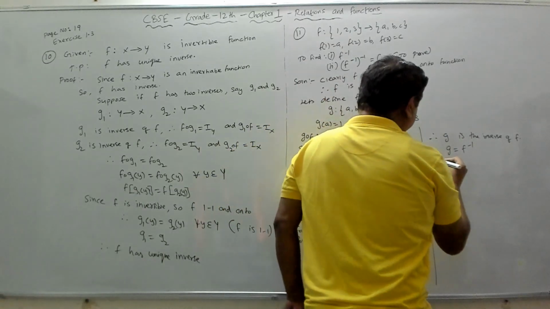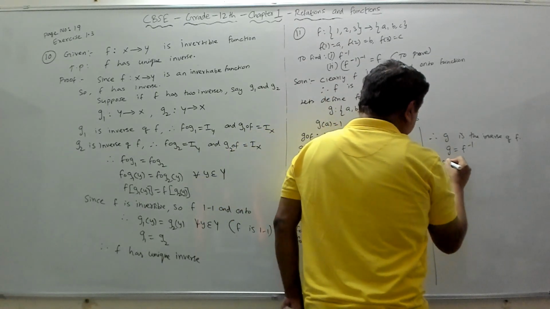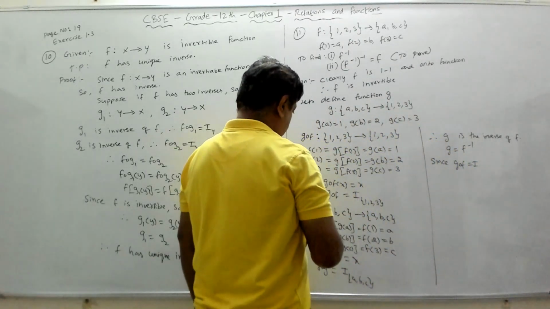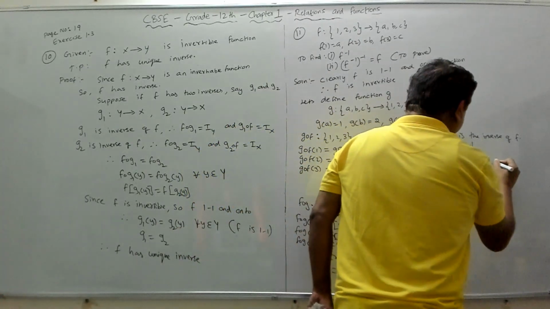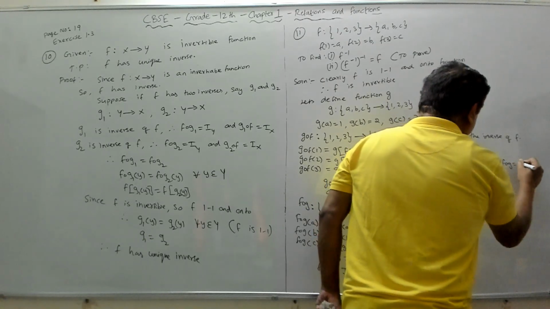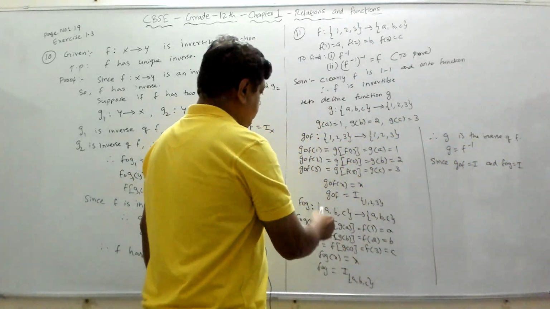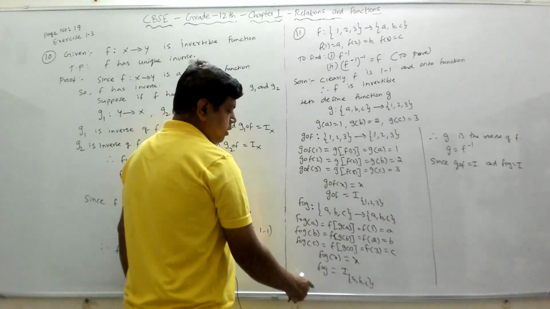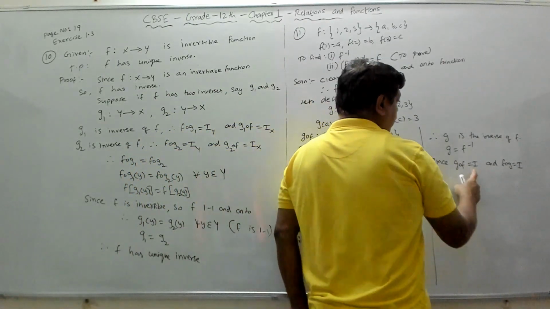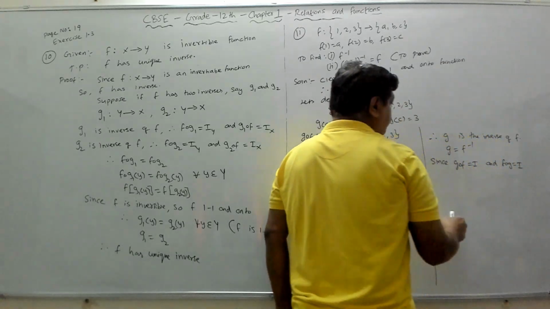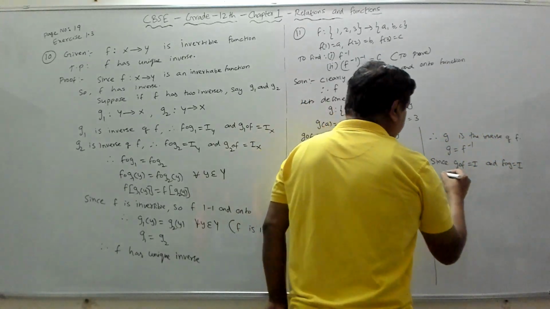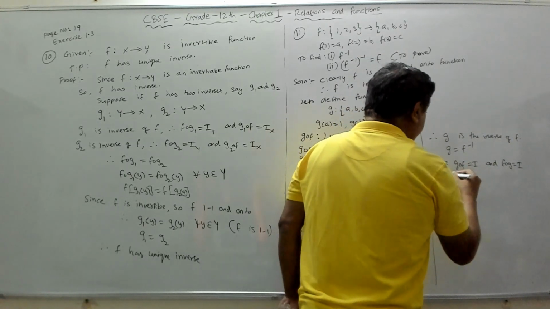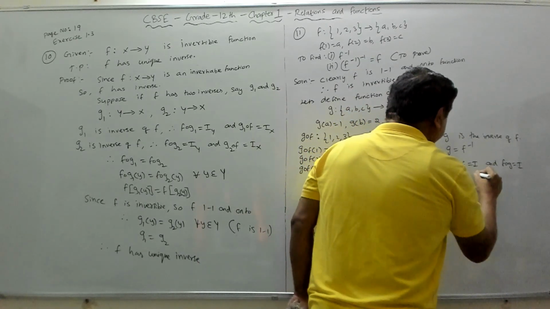Now we will again write, since g of f is I and f of g is also I, right? If you want, you can put the set below, or you need not put, doesn't matter. So g of f is also I, f of g is also I, right? Therefore we can even say f is the inverse of g.